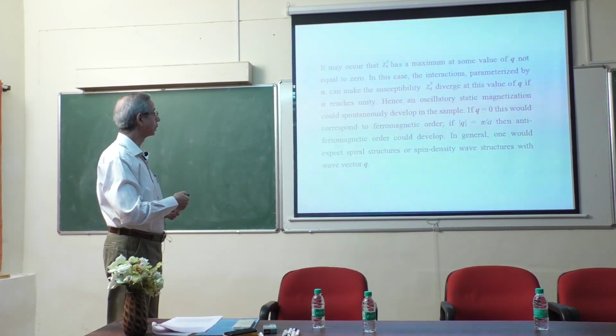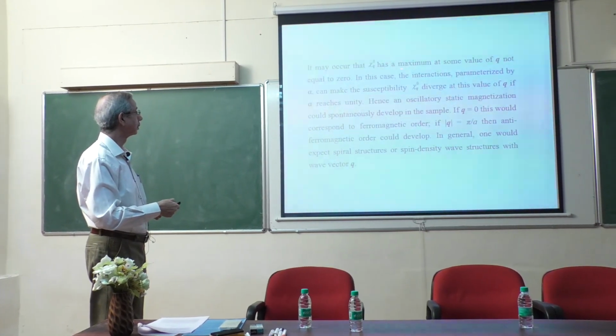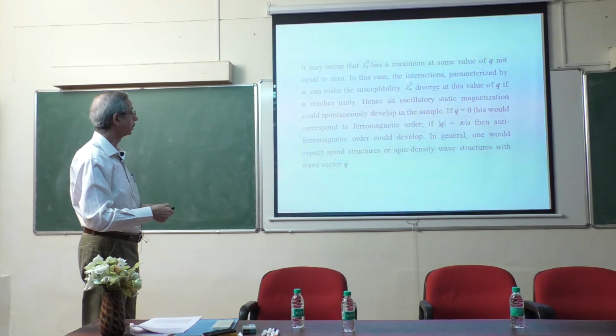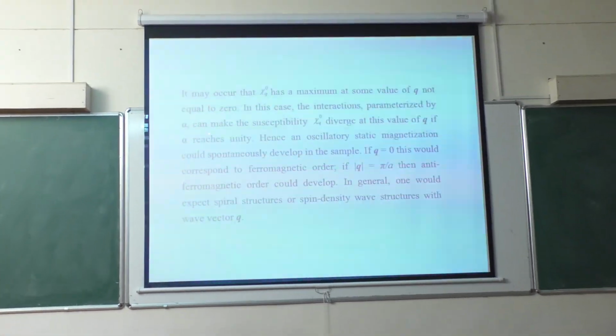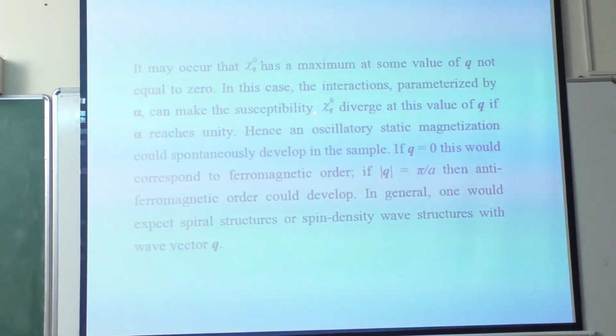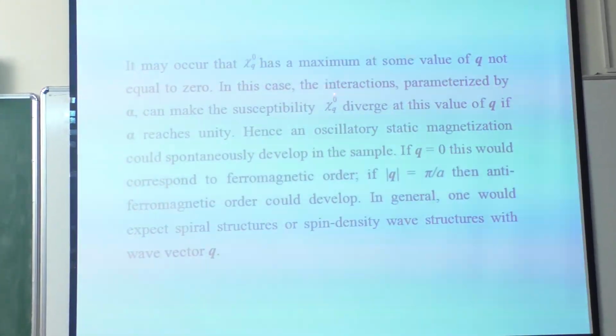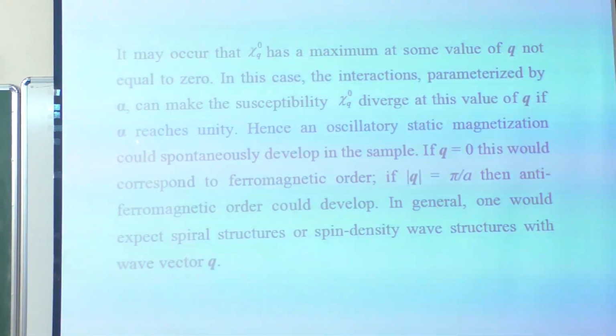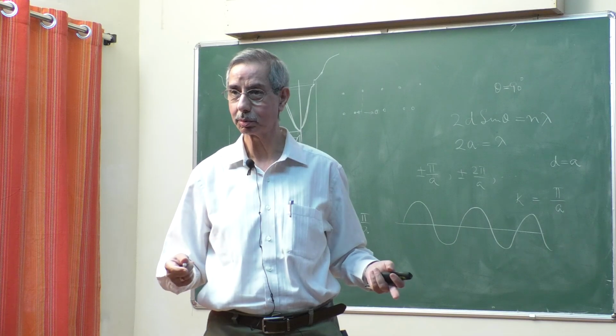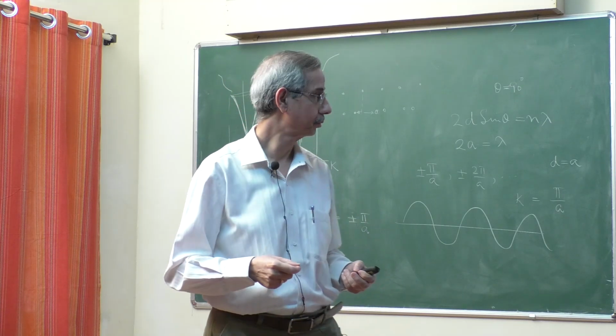So it tells us that these interactions are now parameterized by this alpha, where chi q, if it diverges at some value of q, then q is diamagnetic susceptibility. Okay, that's what we'll see.